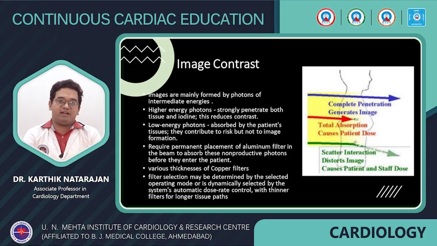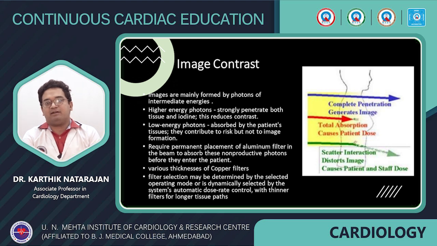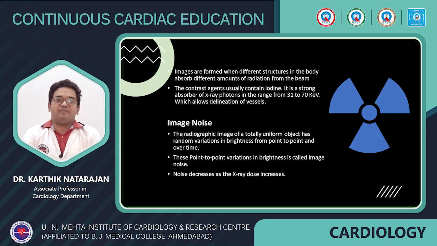So if you look at the figure on the right side, you will see that complete penetration generates the image and the total absorption causes the patient dose. And what is most important is the scatter radiation or scatter interaction, which not only distorts the image but causes patient and staff dose. So images are formed when different structures in the body absorb different amount of radiation from the beam. The contrast agents usually contain iodine, which is a strong absorber of the X-ray photon.